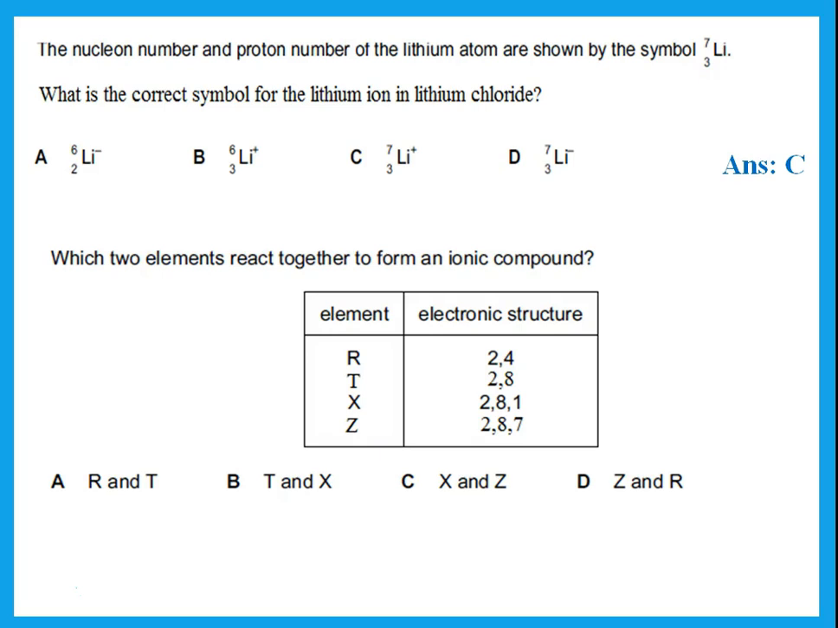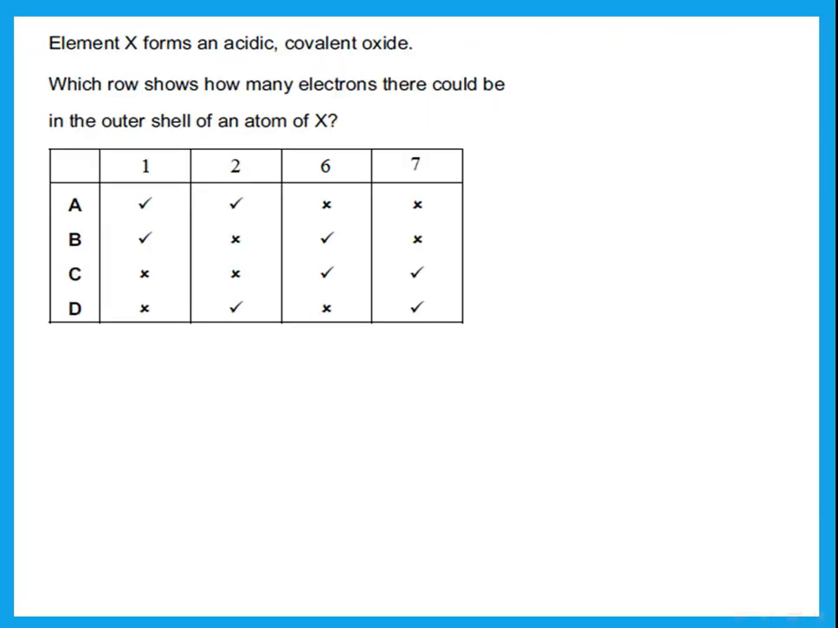But remember that the one that has 8 electrons in its outermost shell is in group 8. Does group 8 form any compound whatsoever? Remember that anything in group 8 has a full outer shell, so it doesn't need to lose or gain any electrons. So it does not form any compound. So T is out of the question. So I'm left with either X and R or X and Z. Which one is available to us in the choices? X and Z.